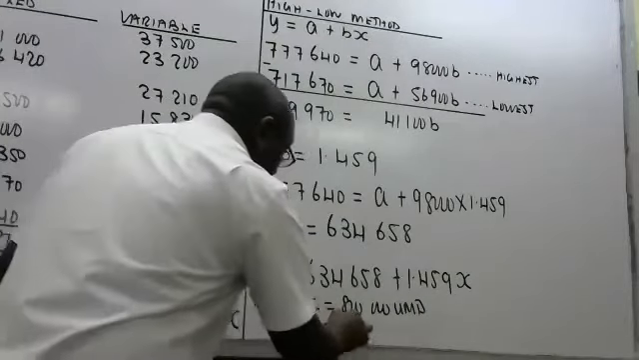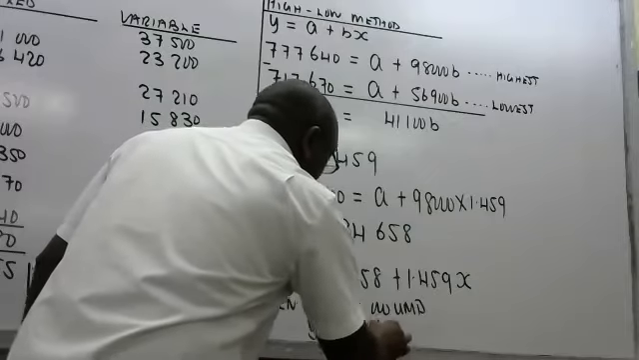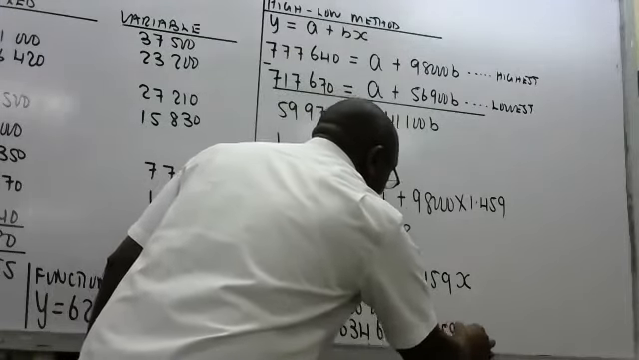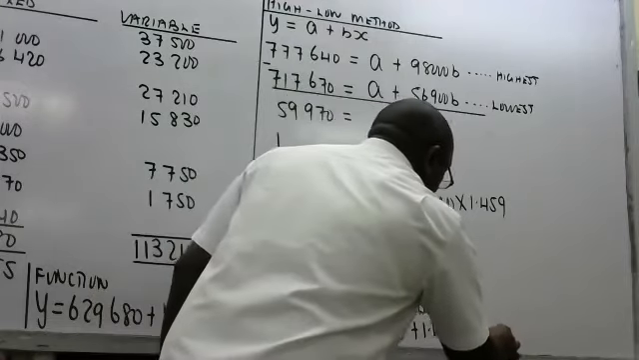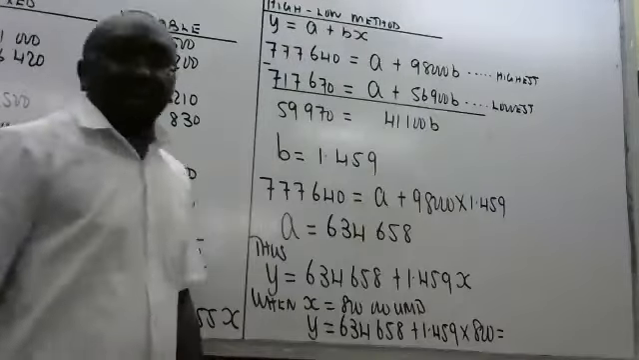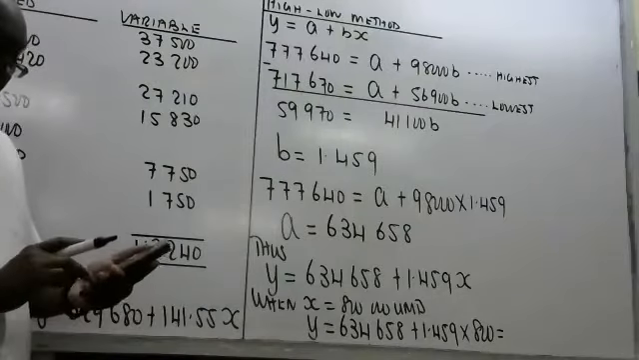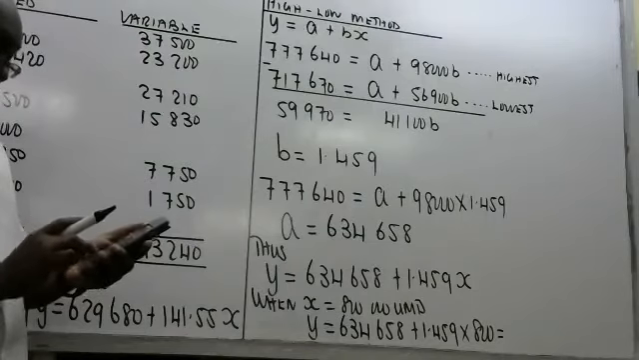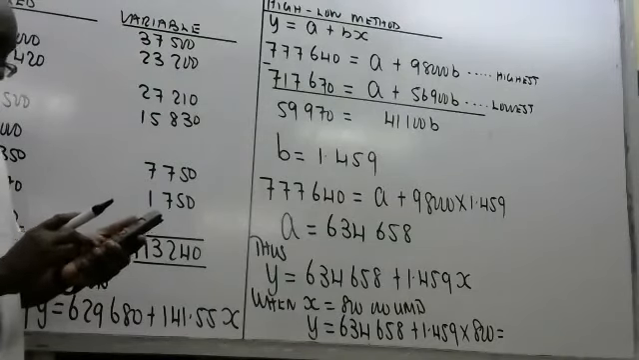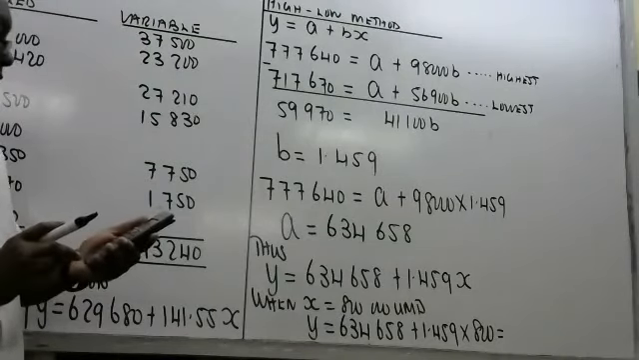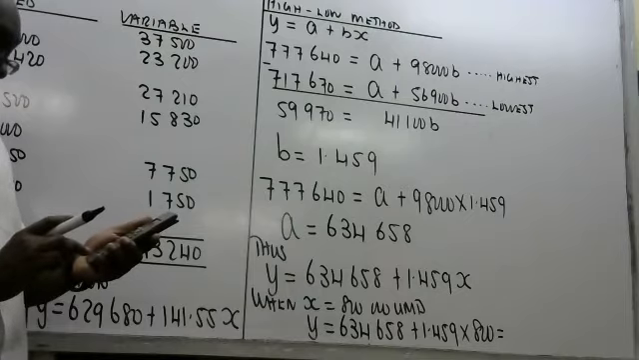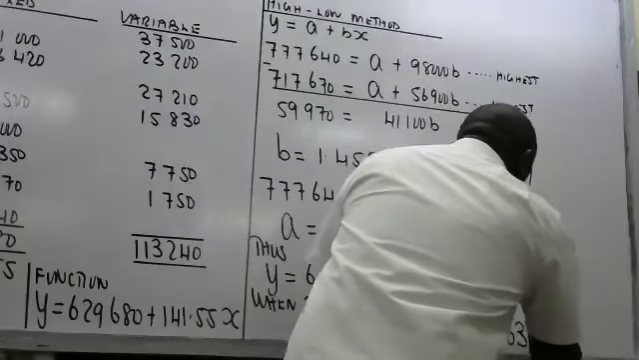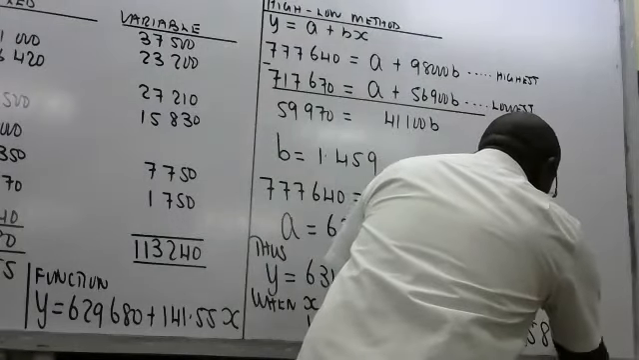When x is 800,000 units, y should be 6 at 4, 6.58 plus 1.459 times 800. Remember the equation is in thousands. And I'm getting 6, 5, 825.2.